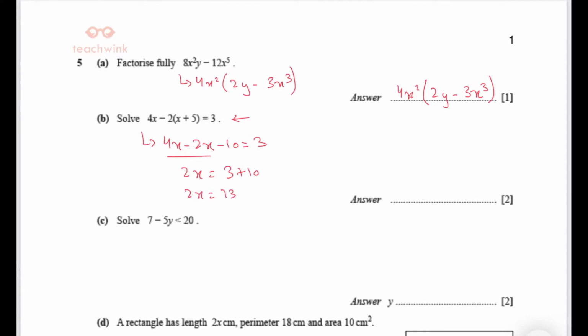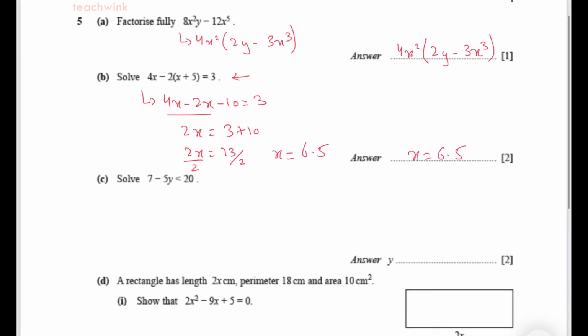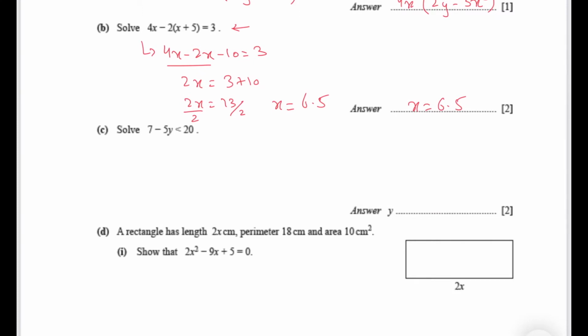Then 13 gets divided by 2 and this gets divided by 2. Your final answer is x equal to 6.5. So you write your answer over here. X is 6.5. The next part says solve 7 minus 5y less than 20.